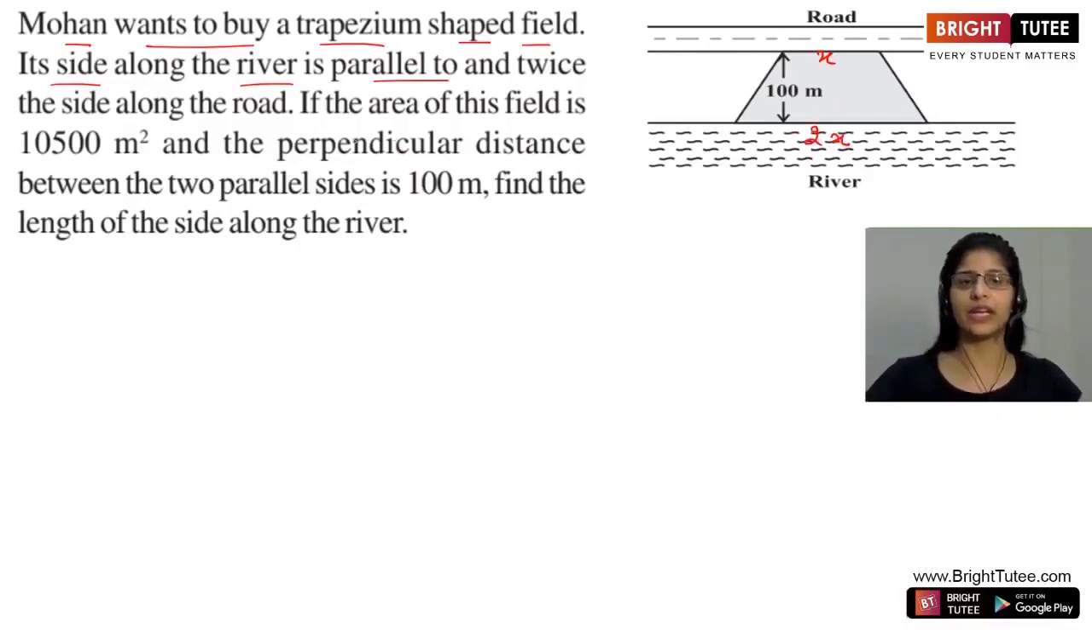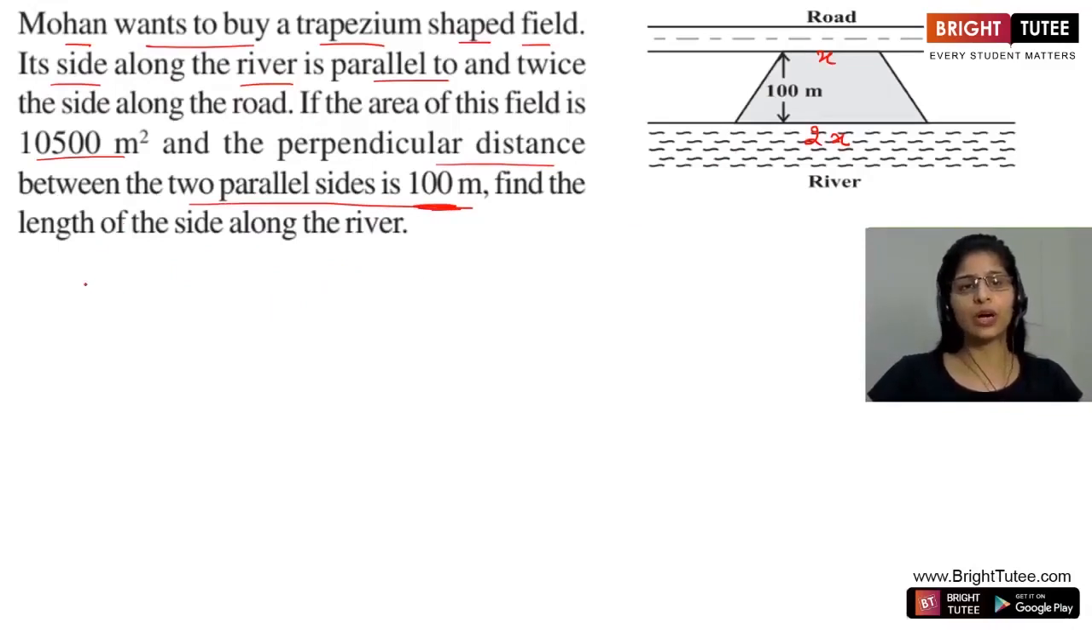Now if the area of the field is 10,500 square meter, area is given to us, and the perpendicular distance between the two parallel sides is 100 meter, height is also given. We have to find the length of the side along the river. Okay, we have to find this 2x.